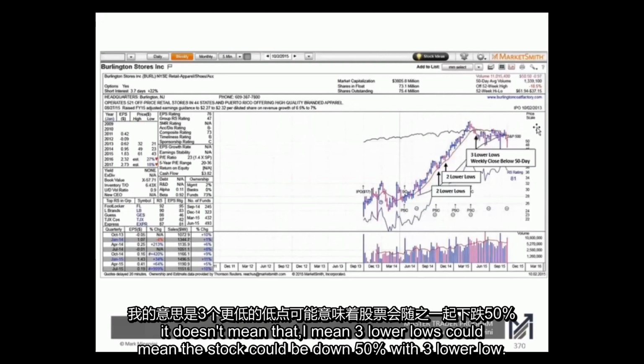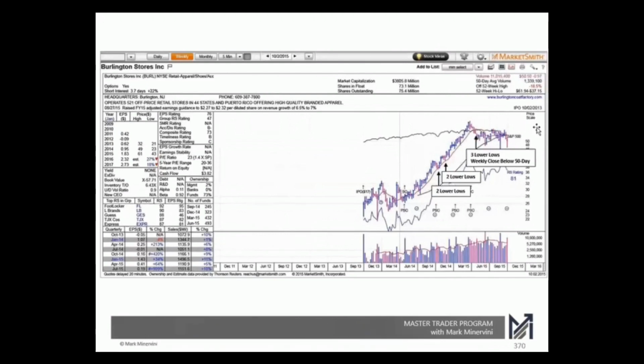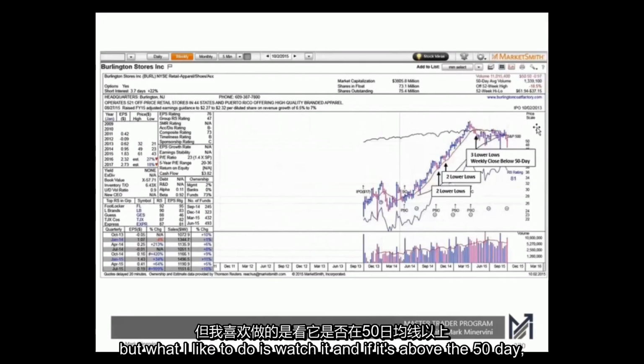Yeah. Now, it doesn't mean that, I mean, 3 lower lows could mean the stock could be down 50%. So we're not saying to just hang in there. Right. There's that third lower low. But what I like to do is watch it.